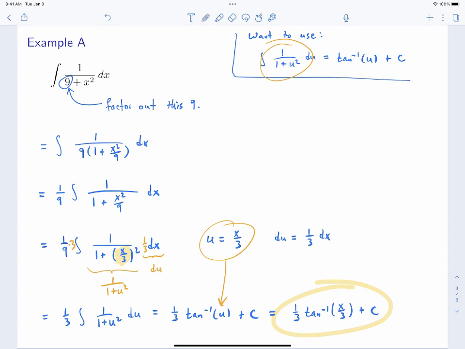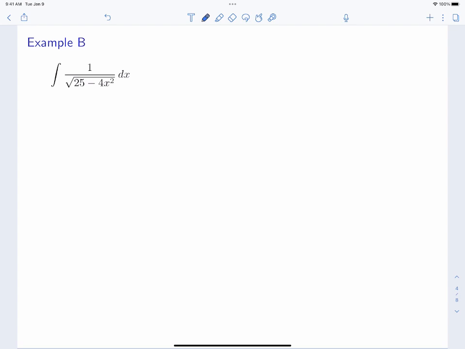Okay, let's do another example. Here we have the integral of 1 over the square root of 25 minus 4x squared. So what rule does this look like? In order to figure out what antiderivative rule we're going to use after a substitution, we need to look at this integrand and ask ourselves, what does it look most like? Out of those 3 elementary antiderivatives we had at the start, which one does this look most like?